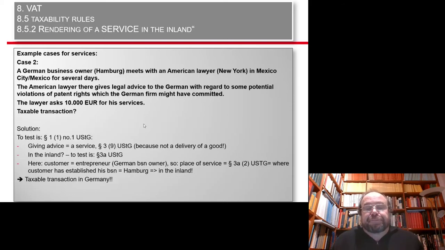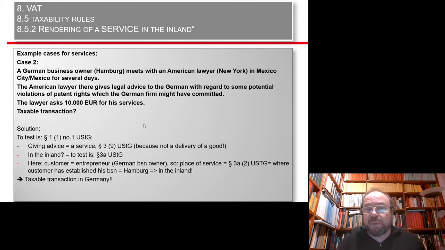Case 2. A German business owner from Hamburg meets an American lawyer in Mexico. So again, a chaos. People from everywhere meet anywhere. The American lawyer there gives legal advice to the German with regard to some potential violations of patent rights which the German firm might have committed. The lawyer asked 10,000 euro for his services. Is it a taxable transaction?